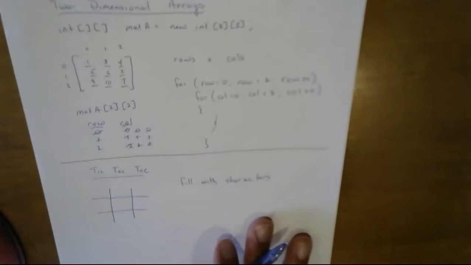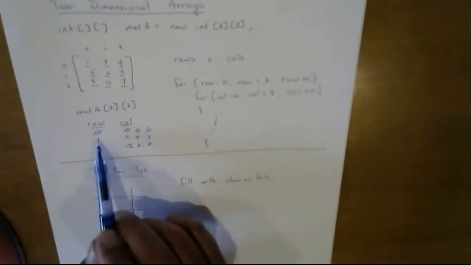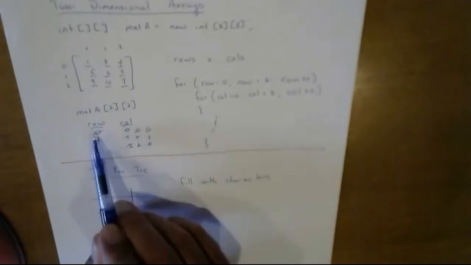3 times. Nope, 9. It's good. 9, right? So it's going to be 0,0, 0,1, 0,2.